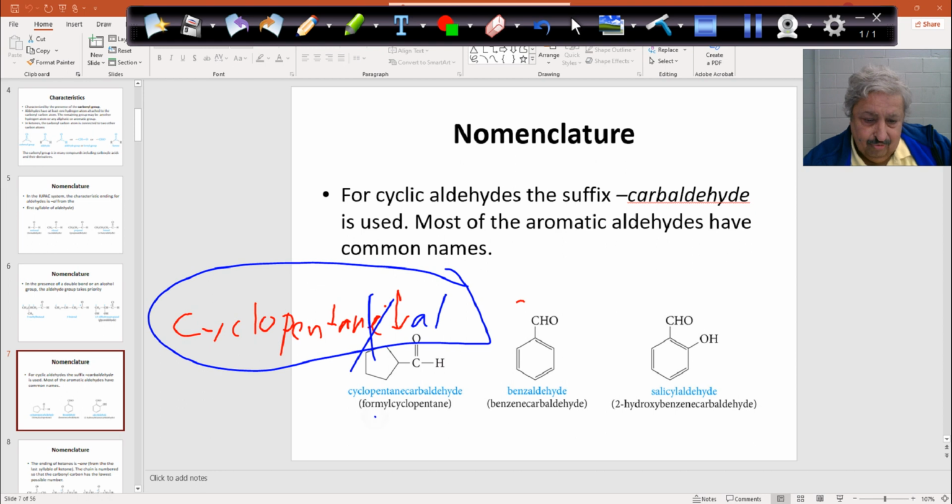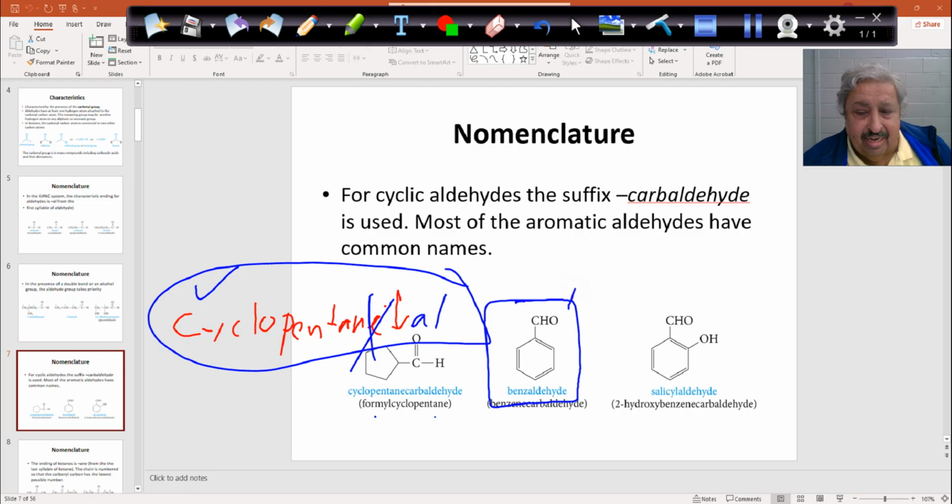Correct? So that's cyclopentanal. Or there's another name, this is formylcyclopentane. Well, the first will be the correct one according to our rules. We name the alkanes, alkenes, alkynes as they are, we take just the E of the alkanes, alkenes, alkynes and add Al to it. That's the IUPAC name. And as I said, don't worry about this common name. Common names are difficult to memorize. You have to memorize many common names.